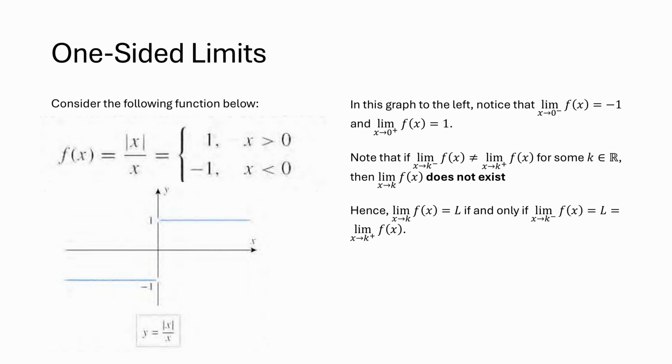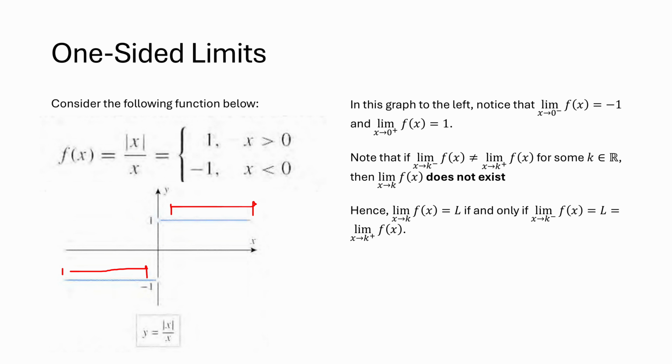So if you consider f of x equals absolute value of x, everything over x, which is shown below, notice that limit as x goes to 0 minus of f of x equals -1. So we're only considering these values. And limit as x goes to 0 plus of f of x equals 1, so these values. But the thing is, limit as x goes to 0 minus of f of x does not equal limit as x goes to 0 plus of f of x, so we can't conclude the limit as x goes to 0, so it will not exist.